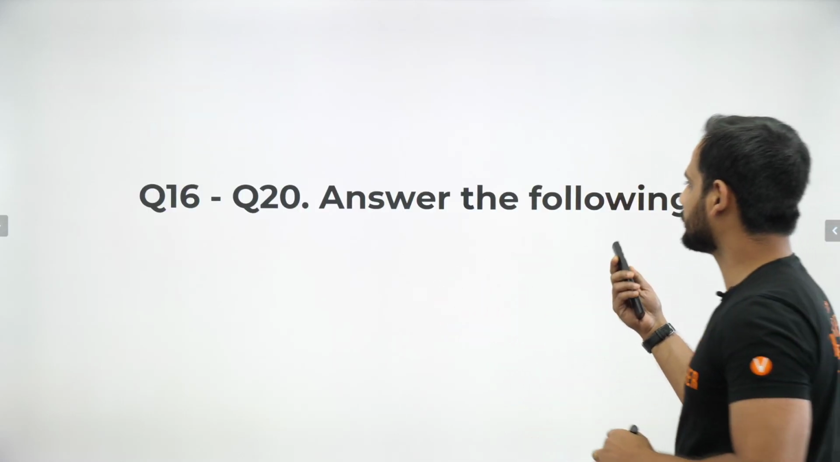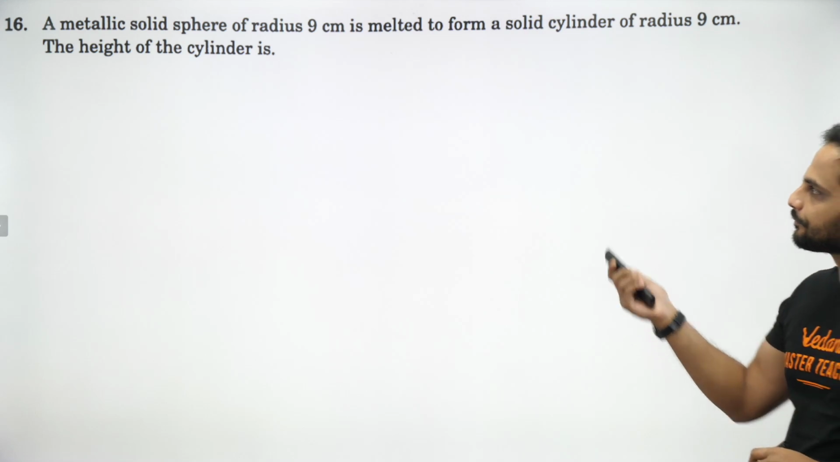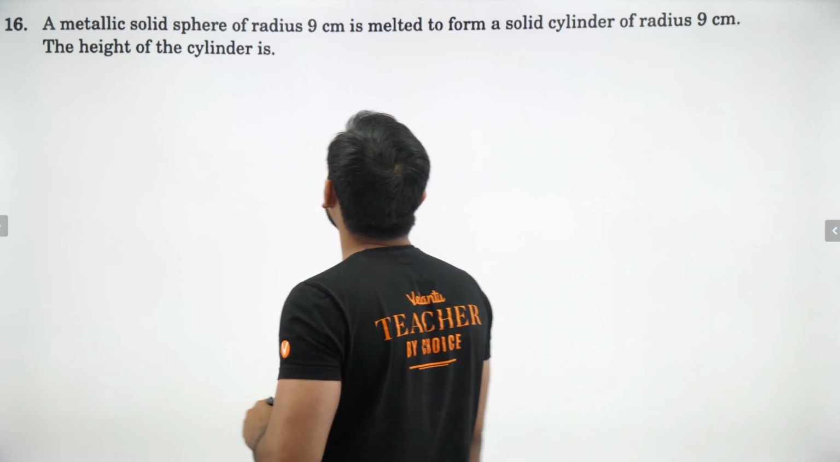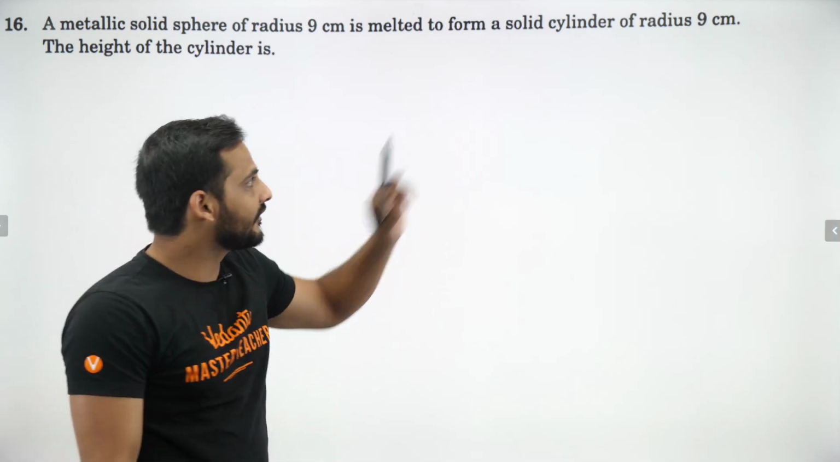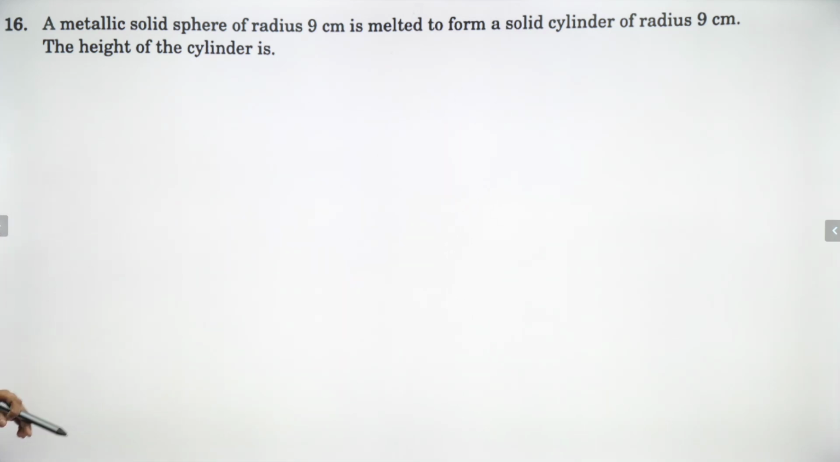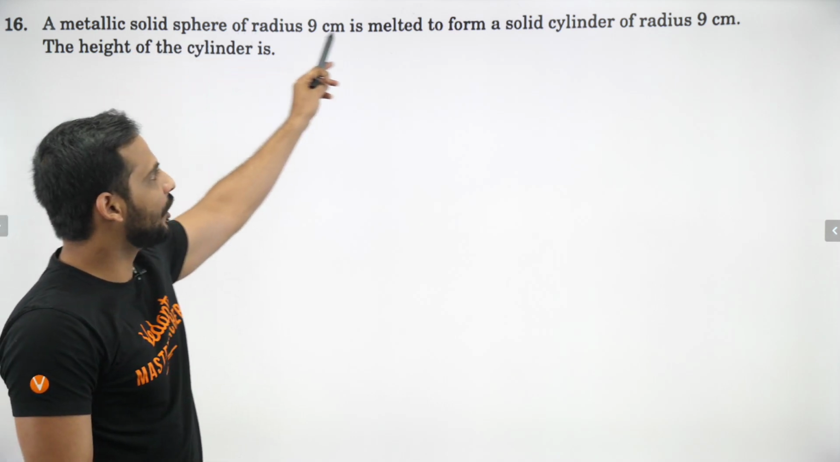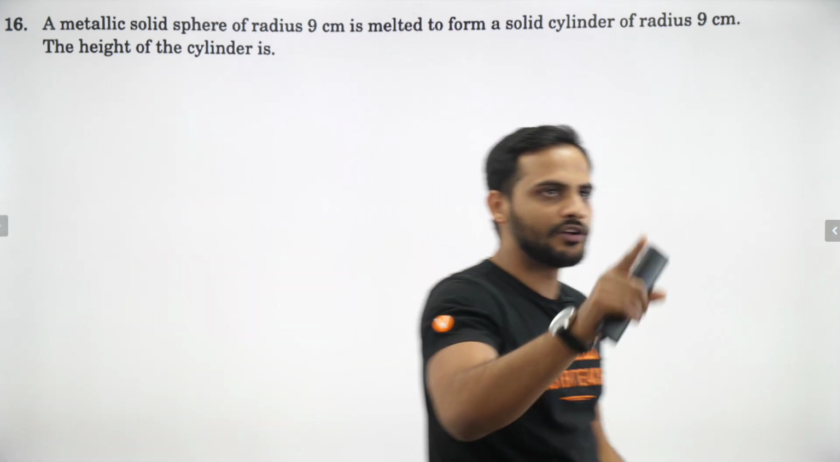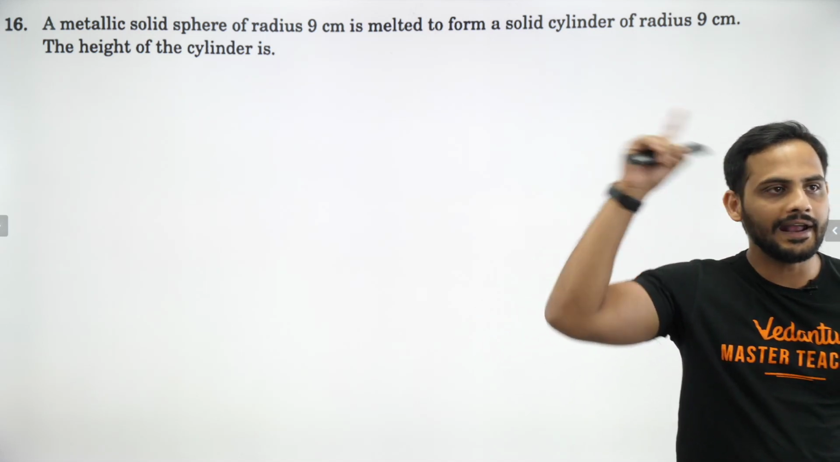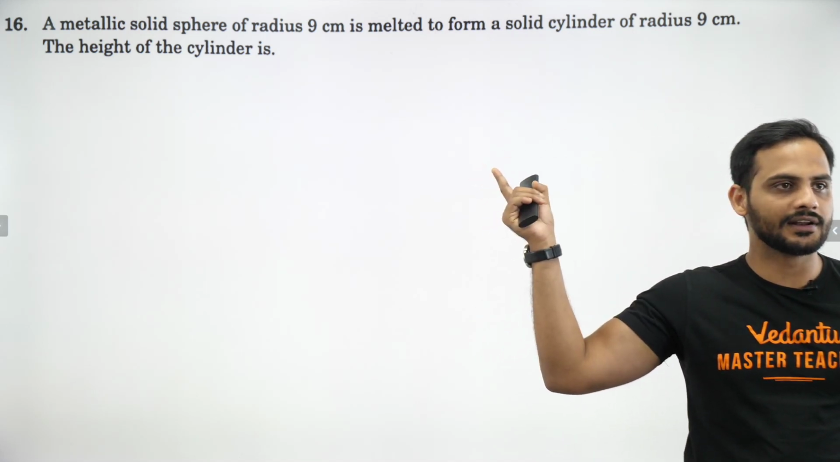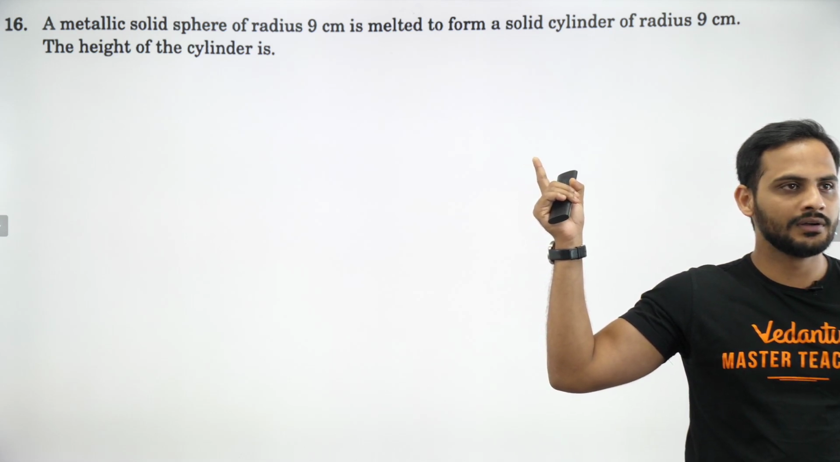Next question, 16 to 20. Answer the following. Let's see. A metallic solid sphere of radius 9 centimeter is melted to form a solid cylinder of radius 9 centimeter. The height of the cylinder. Beta, tell me what I have to do in this? What should be compared? Just tell me the hint. If a metallic solid sphere is melted and converted into a cylinder, what should be done? Tell me quickly.